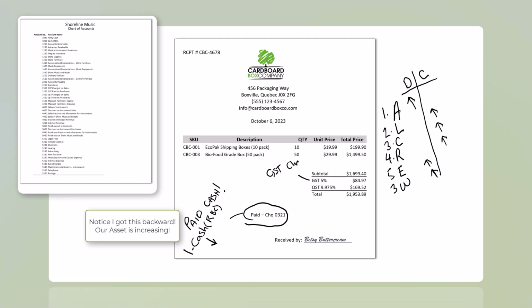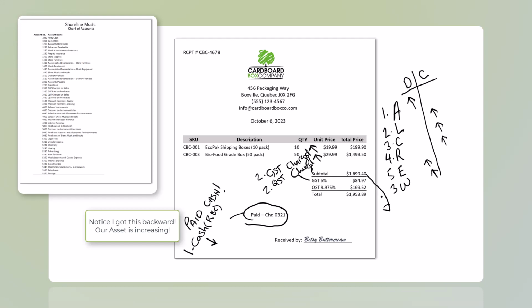Now we're going to look at our GST charged on sale. It's a liability account. And we know that our GST went up. We owe the government money. It's a liability, so it's going to be a credit. Our QST charged is exactly the same thing. It's a liability. We owe more because we collected this money.